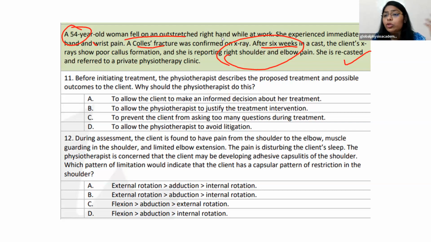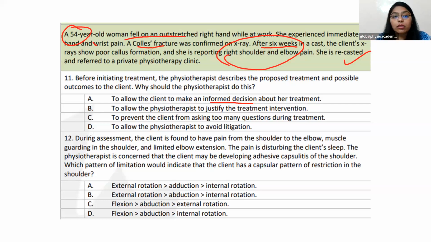For example, if Khushi comes to me with this scenario, I explain everything, and Khushi says, no Mamta, I don't want to work with you. Thank you, I cannot force anyone. So the option is to allow the client to make an informed decision. The decision about her treatment is the client's. Option B, to allow the physiotherapist to justify the intervention: ethically the physiotherapist has to justify, but the first priority is the patient's wish.